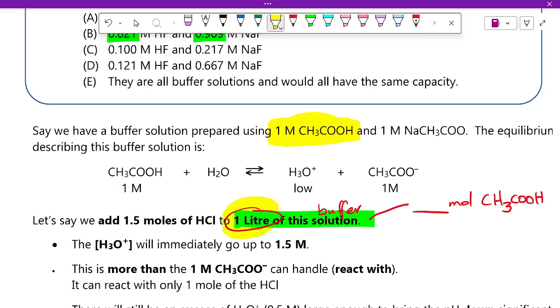And we got 1 liter. So how many moles? 1 mole. How much of our base, CH3COO minus, do we have? Also 1 mole.